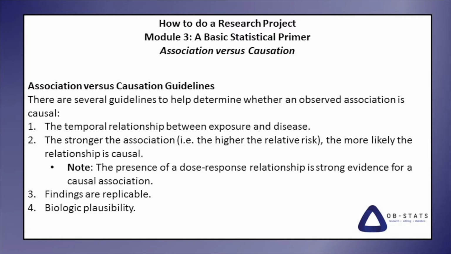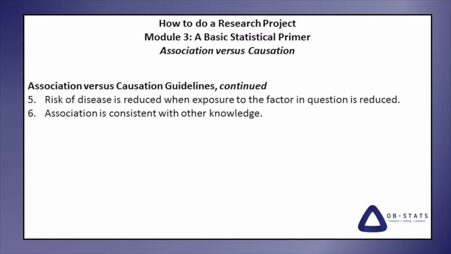3. Findings are replicable. 4. Biologic plausibility. 5. Risk of disease is reduced when exposure to the factor in question is reduced. And 6. Association is consistent with other knowledge.